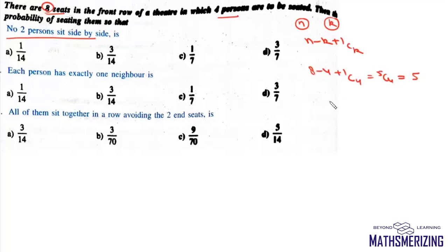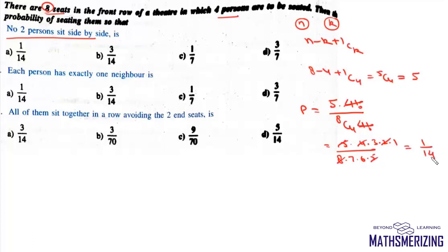Now in these selected 4 seats, these 4 people can be arranged in factorial 4 ways. Now we need to find this probability. So it will be 5 into factorial 4 divided by the total number of ways. Total number is any 4 out of 8 into factorial 4. Now this factorial 4 will cancel. So this is 5 and this is 8, 7, 6, 5 and this is 4, 3, 2 and 1. Now 5 and 5 will cancel. Now this is 8. So this value is simply 1 by 14. So the probability that no 2 persons sit side by side is 1 by 14, and that's your option A.